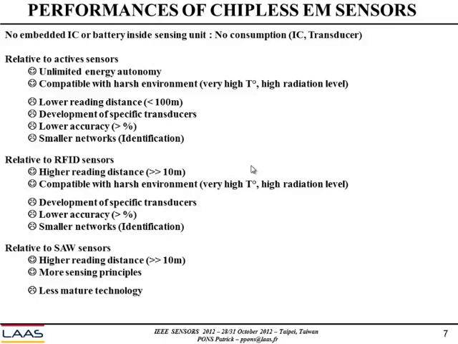You have to develop a specific transducer, there is lower accuracy, and you can use only a smaller network due to identification problems. Relative to RFID sensors, you have a higher reading distance because these sensors are limited to 5 meters. It's compatible with harsh environments and has the same drawbacks as active sensors. And for the surface acoustic wave sensor, you have a higher reading distance because those sensors are limited to 10 meters. You can use the sensor for a lot of principles, but it's a less mature technology.